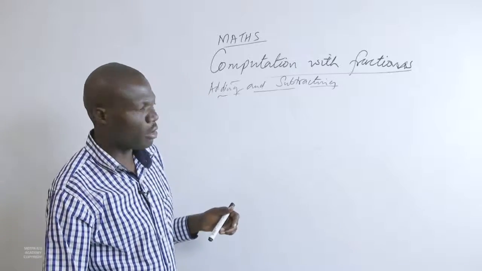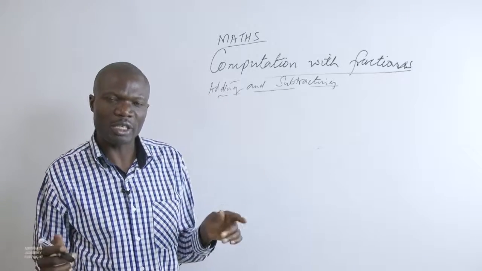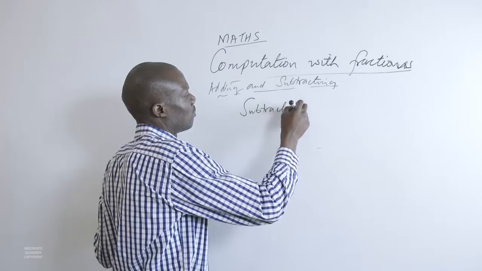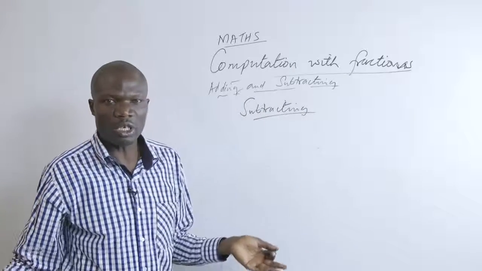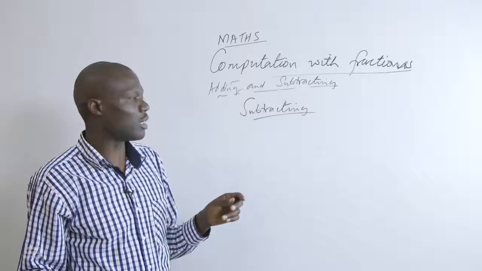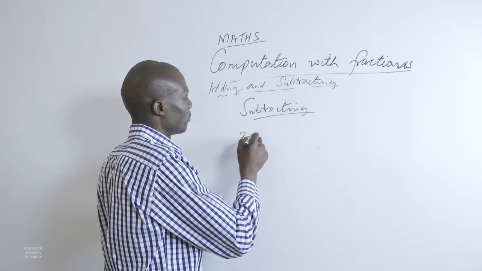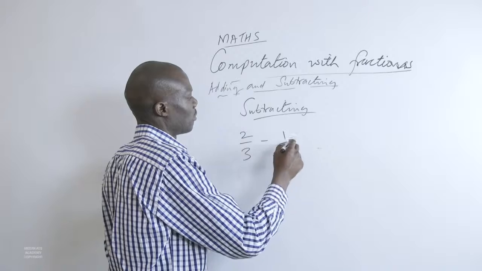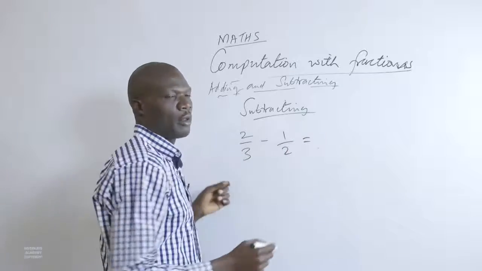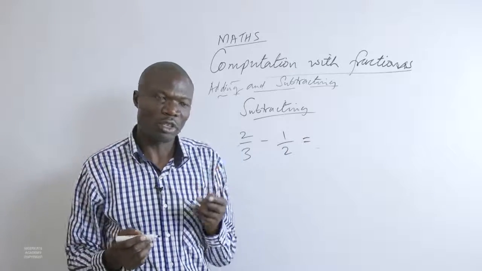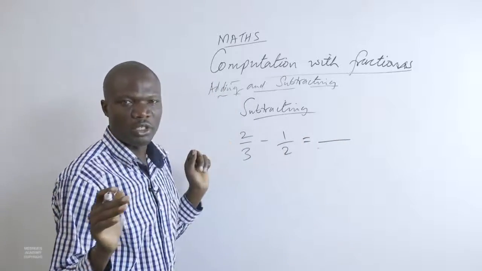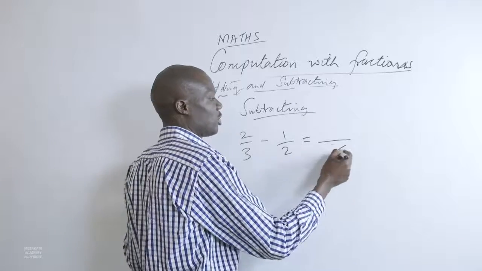Now, the fact that we are able to add with different denominators, the same applies when you are subtracting. When subtracting fractions with different denominators, we must find the LCM, the lowest common multiple. Two over 3 minus 1 over 2. Denominators are not the same, so we cannot work with it. We look for the lowest common multiple, and for these two, it is 6.